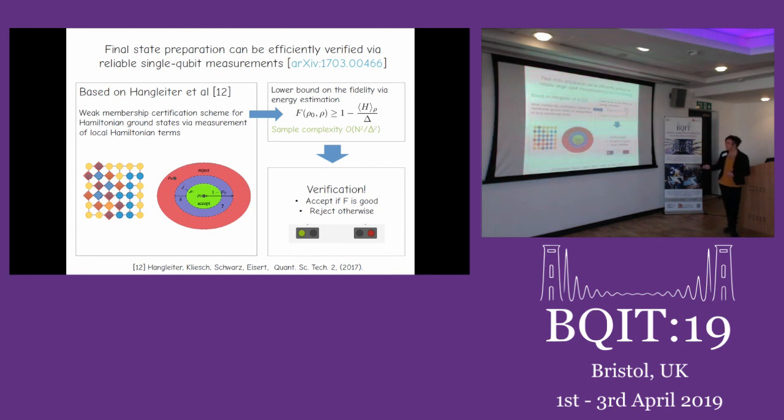Okay, and in our work, what we do is we apply this protocol and we heavily optimize it. The original protocol requires 4 or 5 local single qubit measurements, and we improve this to be single qubit measurements. And also we improve a bit the scaling. But what we can do is basically make different rounds of the experiment, measure single qubits, and in the end compute some average energy of the Hamiltonian.